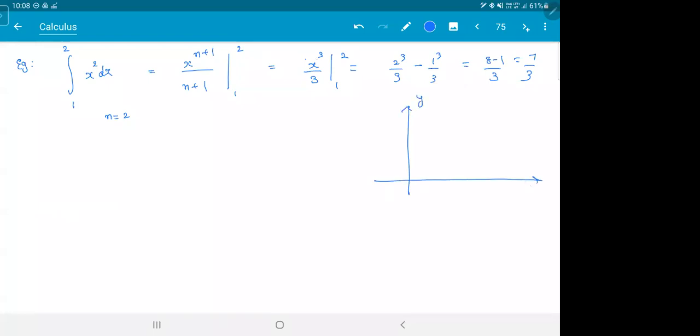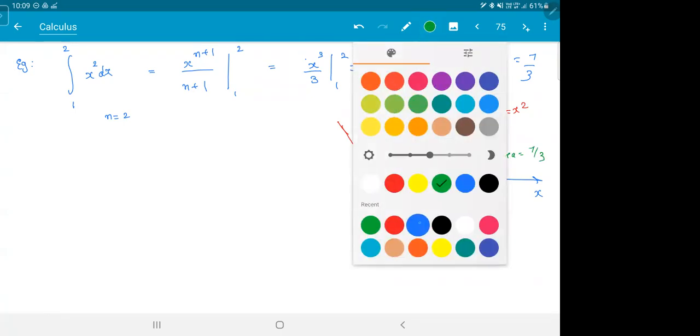If you draw this graph, y versus x, this is the graph of y is equal to x square. In this you're asking for the area from 1 to 2. And this area is 7 by 3. Understood what it is? Let me give one more.